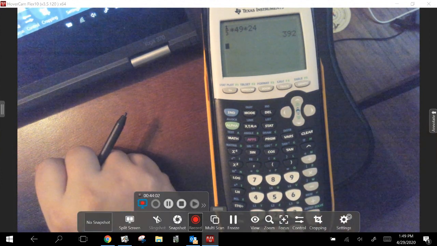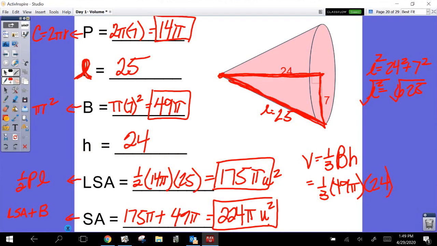Gives me 392, and then don't forget your pi. Units, and it would be cubed because it's volume. So cones are a little bit easier, they're a little bit quicker.